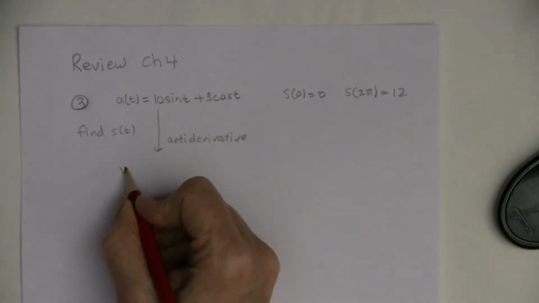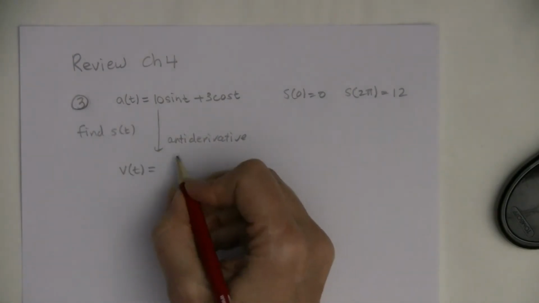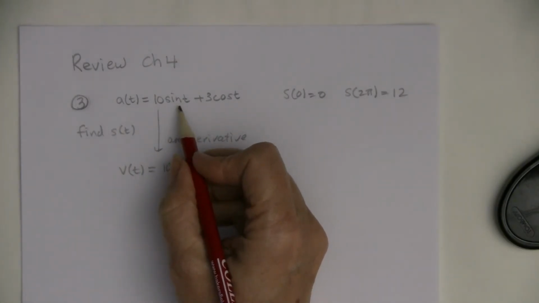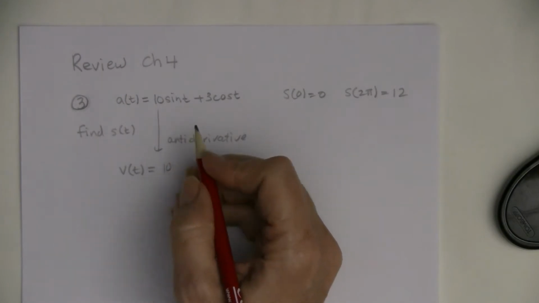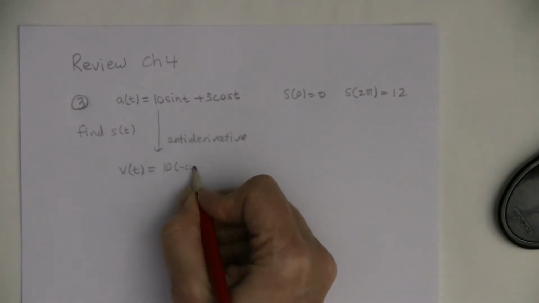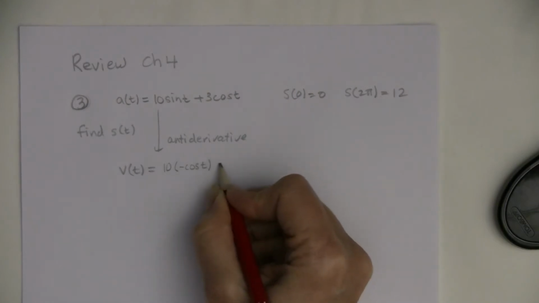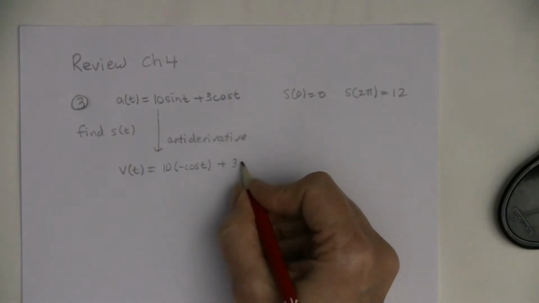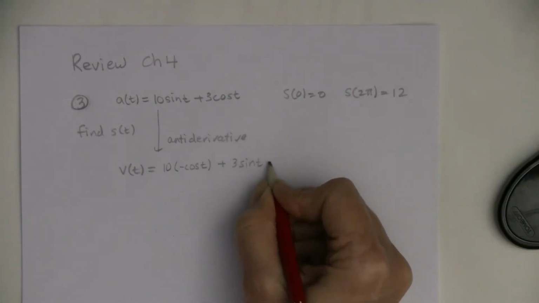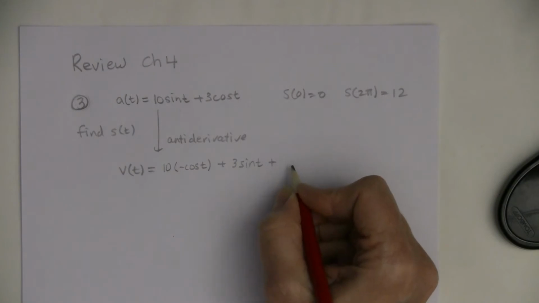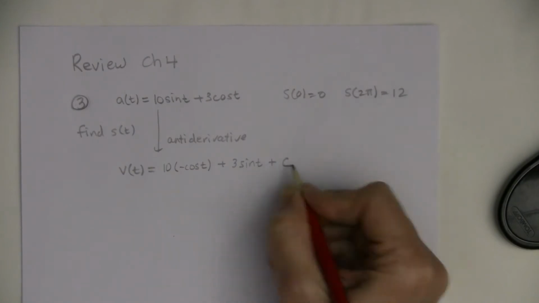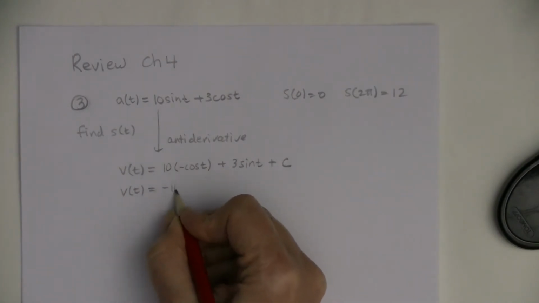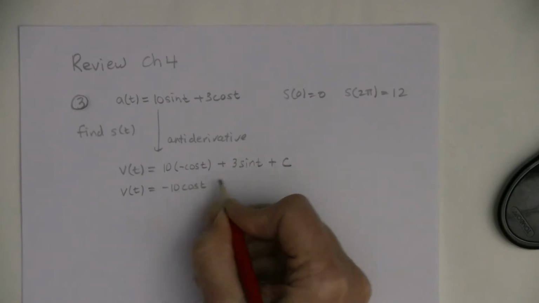The antiderivative of a is v at t, and then the 10 would hold still, and the antiderivative of the sine is the negative cosine of t, plus the 3 would hold still, and the antiderivative of cosine is positive sine. Plus, and then you can call that C1 or C, whatever you want to call that. And I'm going to rewrite this just because of the silly way I have that written. Pretty soon I'll think it's subtraction, right?